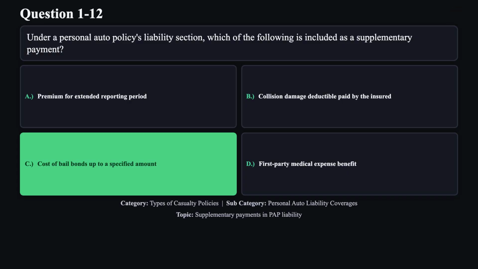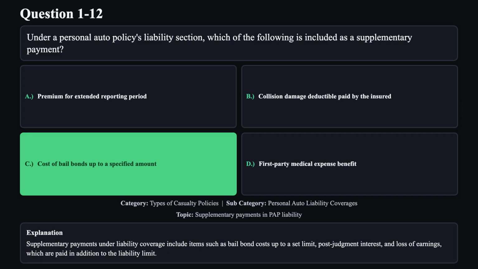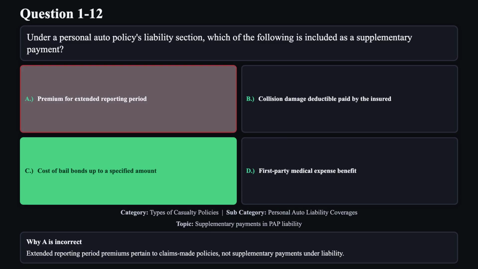The correct answer is C. Supplementary payments under liability coverage include items such as bail bond costs up to a set limit, post-judgment interest, and loss of earnings, which are paid in addition to the liability limit. Reason A is not correct. Extended reporting period premiums pertain to claims-made policies, not supplementary payments under liability.